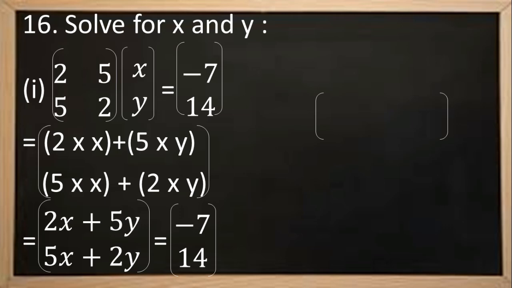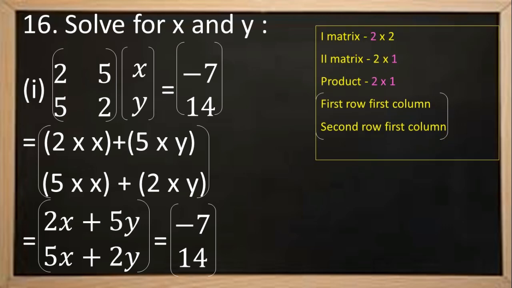But let us cross check and verify like this. Consider the first matrix of order 2 by 2, the second matrix is of 2 by 1, hence the product will also be equal to 2 by 1. Just identify how the number of rows and number of columns are mentioned over here. Then the resultant matrix will be of the order first row, first column, second row, first column.